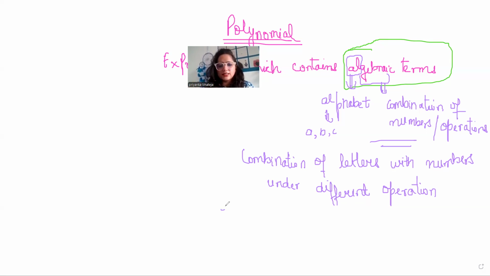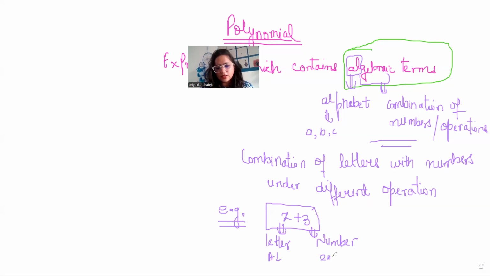Okay. So here, let's discuss examples of algebraic terms. If I'm writing x plus 3, see here, this is my letter. Okay, this is my number. Means our "al" came and our "zebra" also came. Or you could also write it like this. And this is enclosed under certain operations. So that means this is my algebraic term. Okay, till here, do you have any doubt?